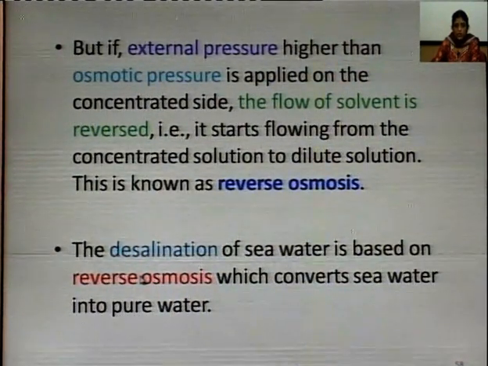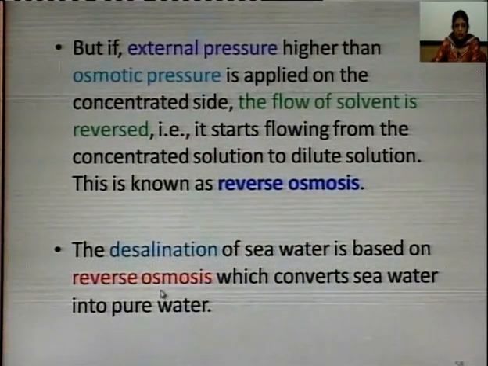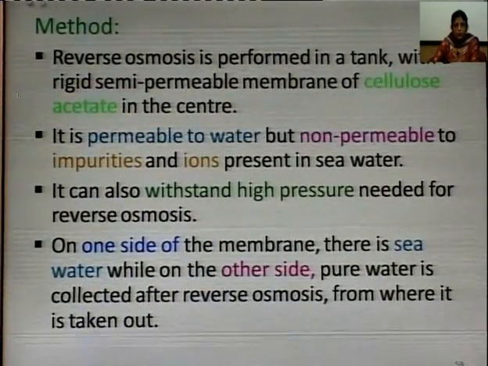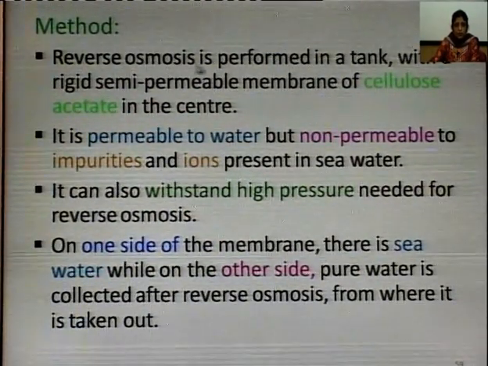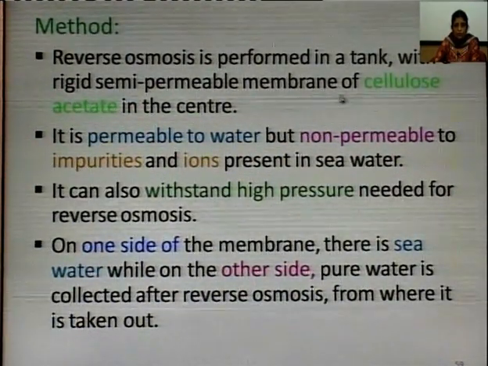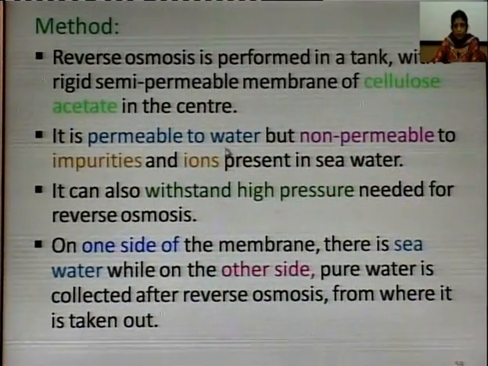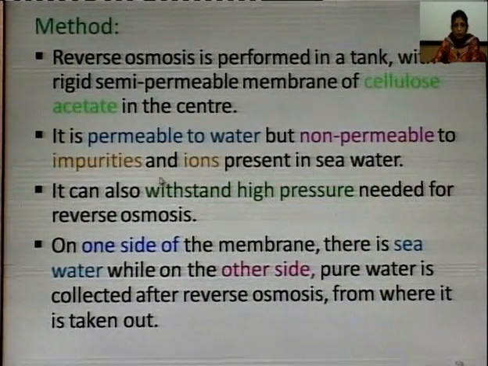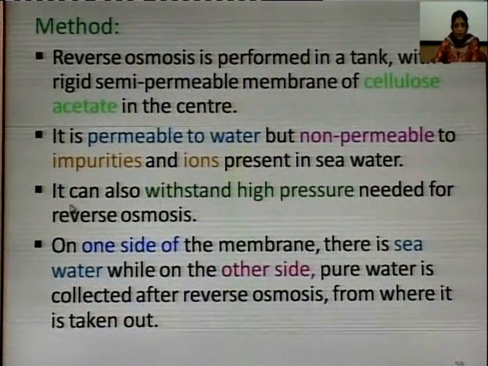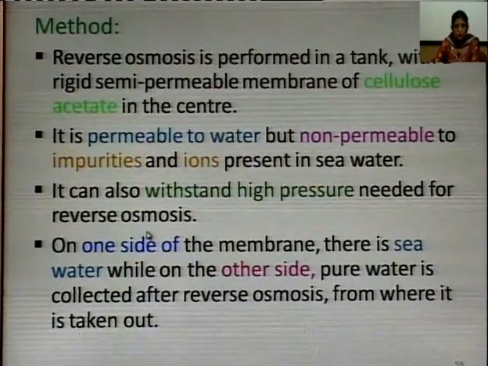So, desalination of sea water is based on reverse osmosis, and this method can convert sea water into pure water. The method of reverse osmosis is performed in a tank. It has a semi-permeable membrane of cellulose acetate. This membrane is permeable to water, but non-permeable to impurities and ions present in sea water. This membrane can withstand the high pressure which is needed for reverse osmosis.